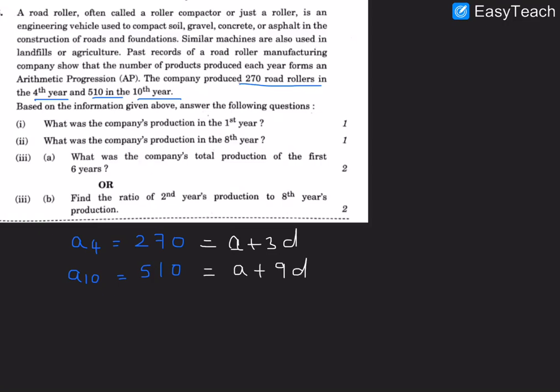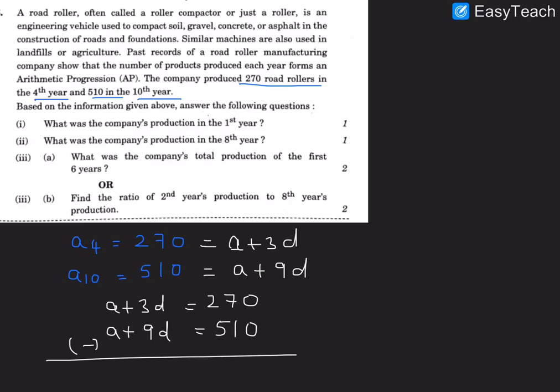Sorry, you know A4 and A10, that means A plus 3D is 270 and A plus 9D is 510. So these are two equations. Using this, subtracting, you will get the value of D. So 9 and 3 give you minus 6D equal to minus of 510 and 270. When you subtract, you will get minus 240.